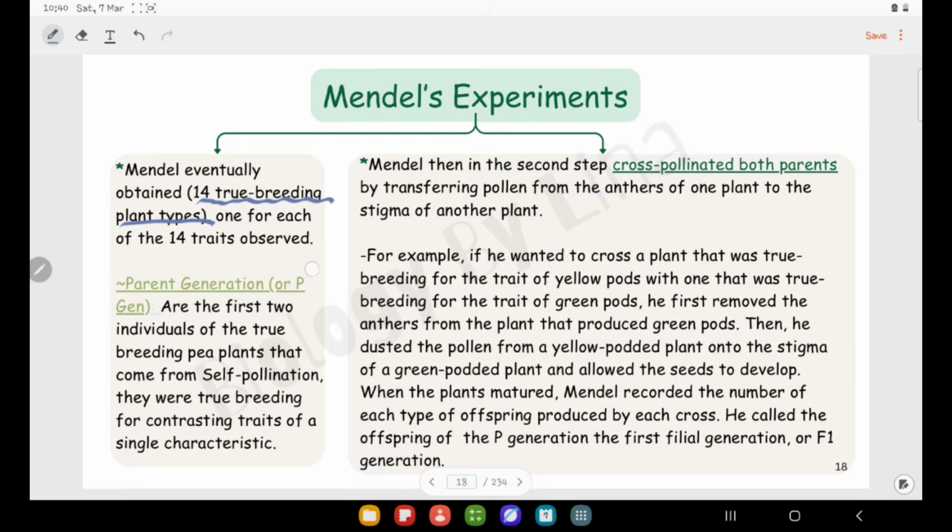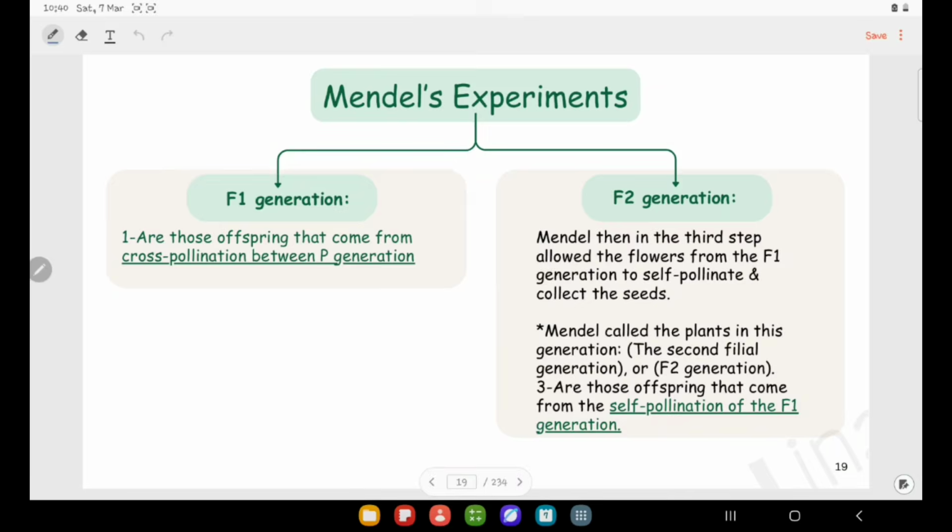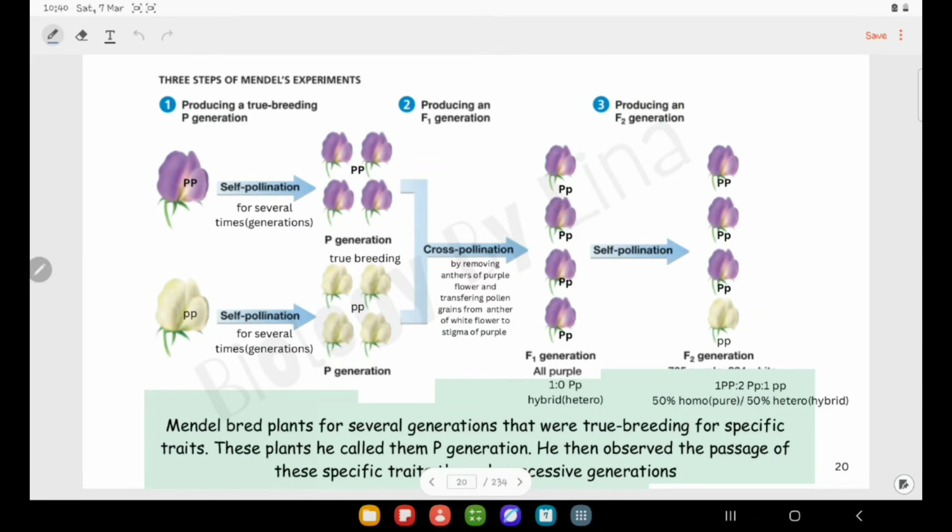Now we will explain the experiment on the figure. We'll look at the P generation, the F1 and F2 on the figure, and then we'll come back to explain it. So we have three steps. These are the experiment of Mendel. It has three steps, and these steps are very important. This figure is very important for the ministry exam. In this figure, what Mendel did was self-pollination for several generations, as we said, to prepare the true breeding. Why did he do that? To get the parent generation, or to select the parents, which is the P generation.